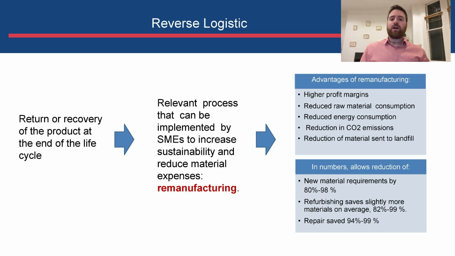Studies have shown that remanufacturing can reduce new material requirements by between 80% and 98%. Refurbishing saves slightly more materials, on average between 82% and 99%. Repair saves between 94% and 99%. And it can also reduce the cost by between 15% and 80% compared with the cost of an OEM new version of the product.